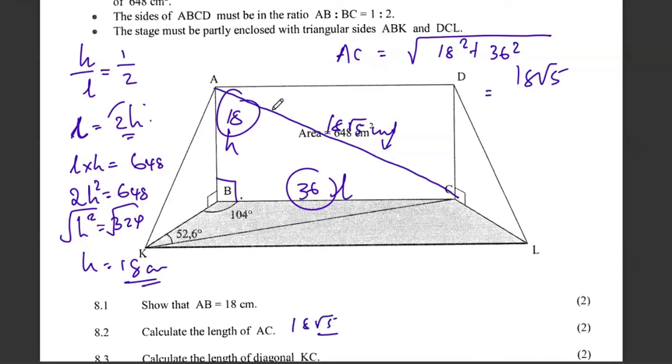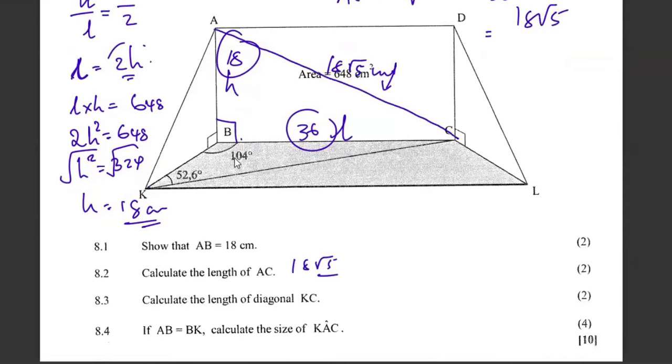Then they want us to get the length of KC. So from here up to here, for how many marks? 2 marks.